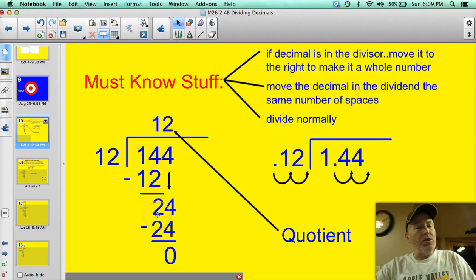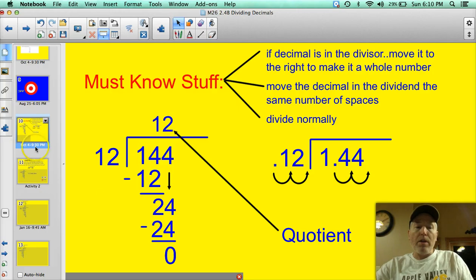Does 12 go into 2? No, it doesn't. So then I can bring my 4 down. Does 12 go into 24? Yes, it goes in there 2 times. 2 times 12 is 24. It leaves me with a remainder of 0. So my quotient is 12. Don't forget, this one was your dividend and your divisor. So we're looking for decimals in the divisor. We need to move those.